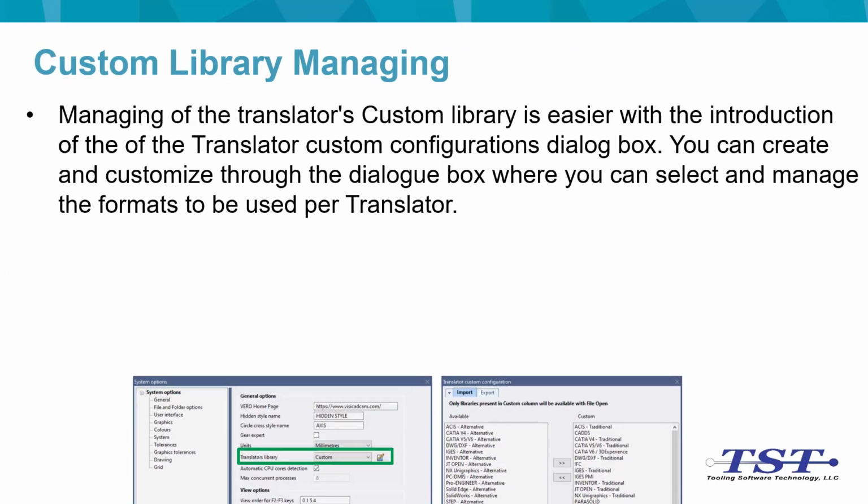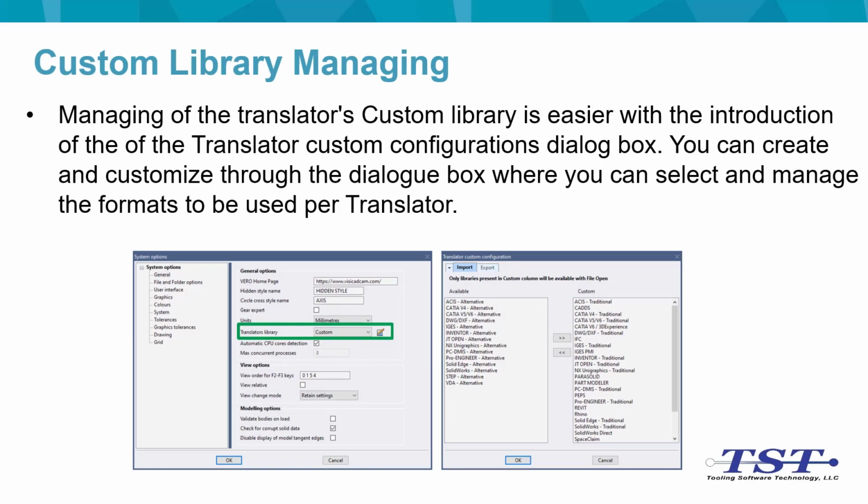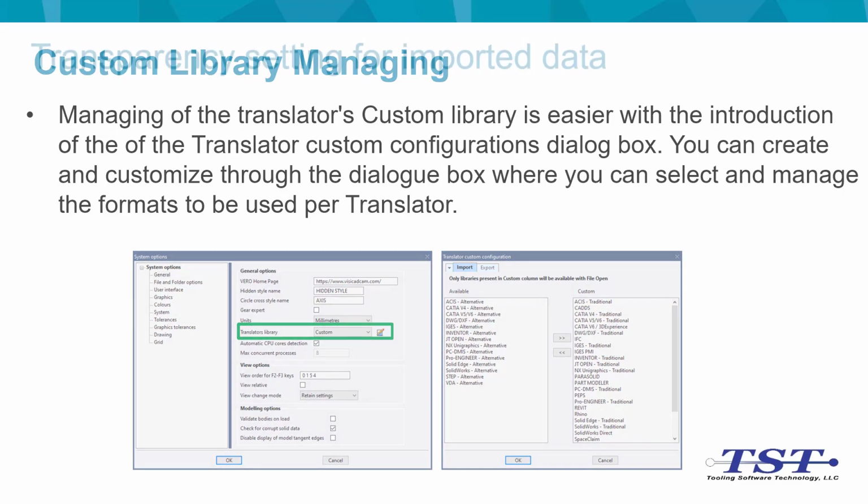So within 2022.1, you have the capability of managing which translator for the import-export your file type is going to use, such as alternative or traditional. So you can flip back and forth between these using the custom option and the edit button right next to custom under system options.